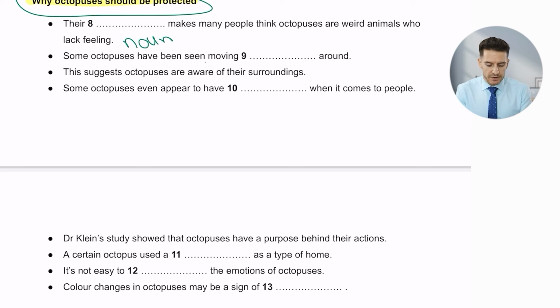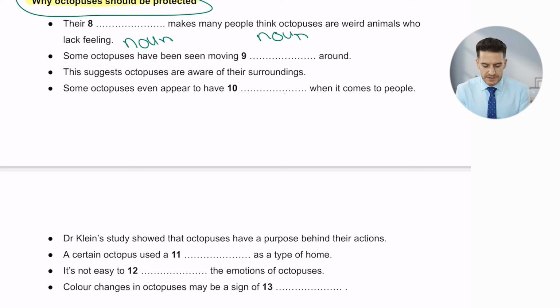Let's look at number 9, moving 9 around. Well, here you'd probably also have a noun or a thing. And if you're not sure, try putting a word in there and see if it makes sense. So for example, let's put a verb in there. Some octopuses have been seen moving eat around. Well, that doesn't really make sense. So a verb wouldn't be the answer. Let's say I say something like water. Can you move water? Yes, you can. You can move a noun. So the answer there is definitely going to be a noun.